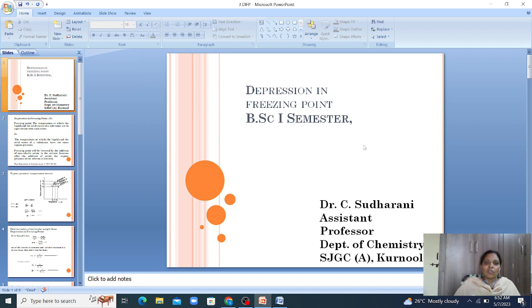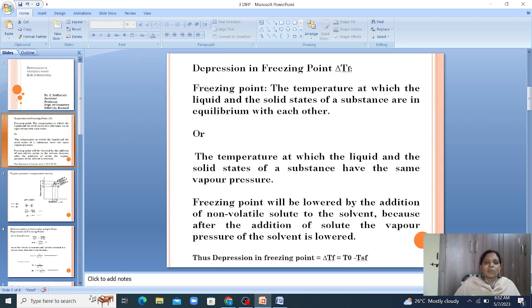In this module, we are going to discuss depression in freezing point. Before seeing what is meant by depression in freezing point, one should understand the definition of freezing point. It is the temperature at which the liquid and the solid states of a substance are in equilibrium with each other. So for a particular substance, if the liquid as well as solid states are in equilibrium at a particular temperature, then we can call that temperature the freezing point.